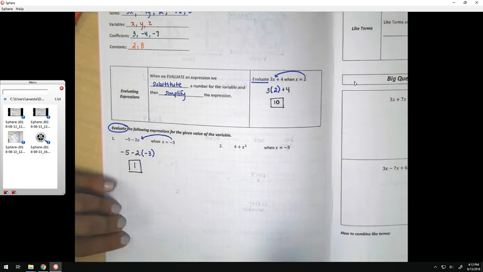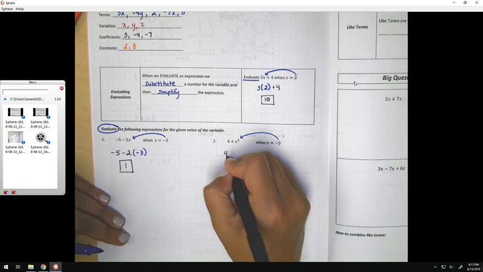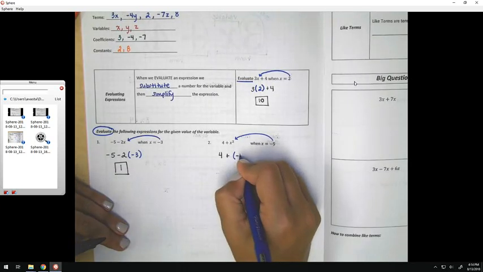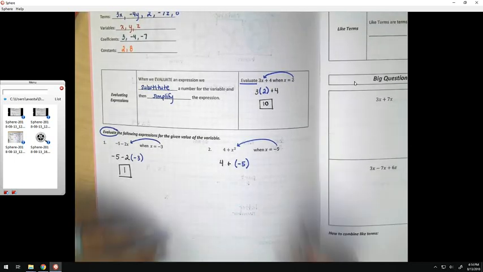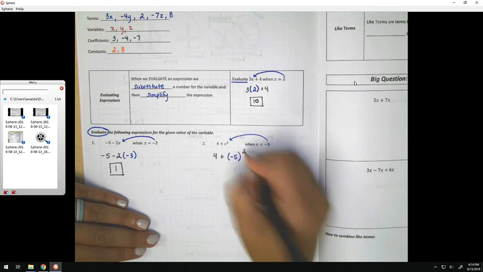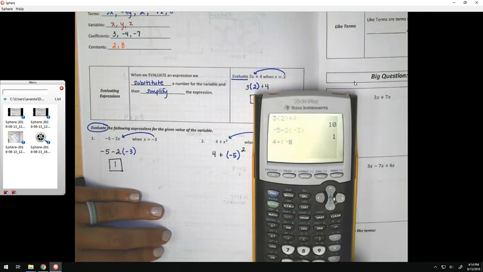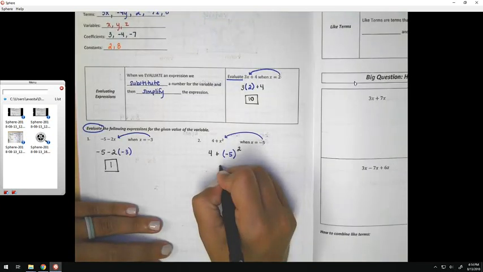Last but not least, I would substitute, so plug in the negative 5, which means I would have 4 plus, and then instead of x, I would put negative 5. It's very important that when we're substituting, we're using parentheses here, and then squared. So now I would type that in, 4 plus parentheses negative 5 squared, and that would give me 29 as my simplified answer.